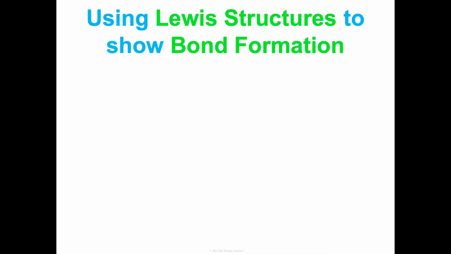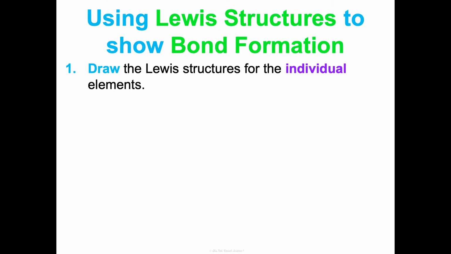So to use a Lewis structure to show bond formation and to help you determine that rule of 0 charge, like how many it would take of each atom in order for the overall compound to have 0 charge, drawing these Lewis structures can be really helpful. So here's how you do that. You draw the Lewis structures for the individual elements, like what we just saw. You draw one for aluminum, you draw one for chlorine.